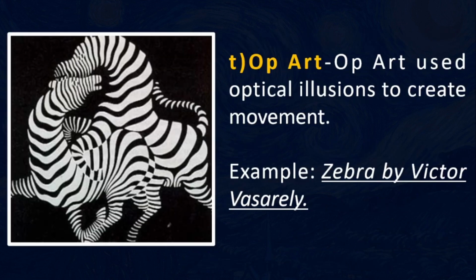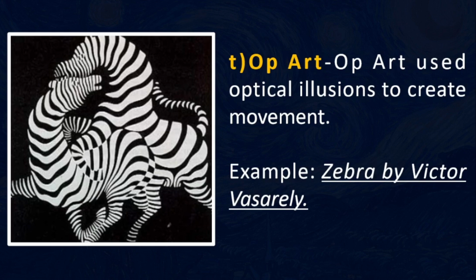Op art. Op art used optical illusions to create movement. Example: Zebra by Victor Vasarely. This black and white artwork uses bold, curved lines to create an optical illusion of depth and movement. The illusionary effect tricks the eye into seeing three-dimensional forms. It exemplifies the op art movement's fascination with perception.